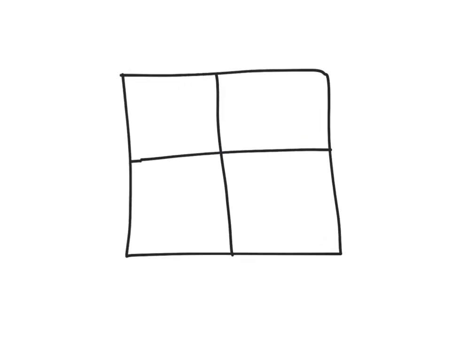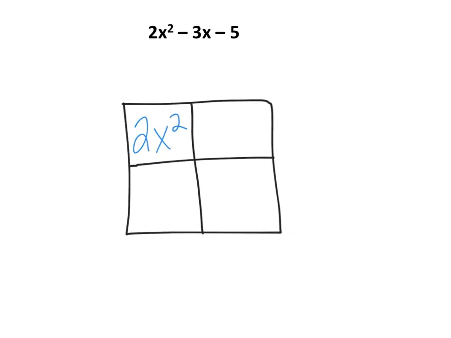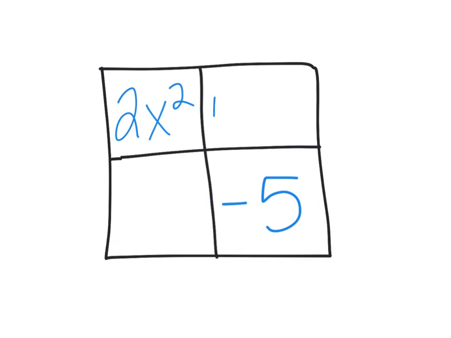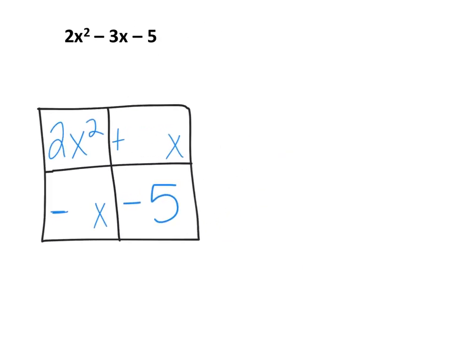So I have a 2. Oh, hey, that's not a 2. 2x squared there, minus 5 here. Because my last term is negative, I know that the signs inside the parentheses are going to be at least one positive and one negative. I'm going to go ahead and put the x's there. So let's go ahead and do our multiplication of 2 times negative 5. Okay, which gives me negative 10.